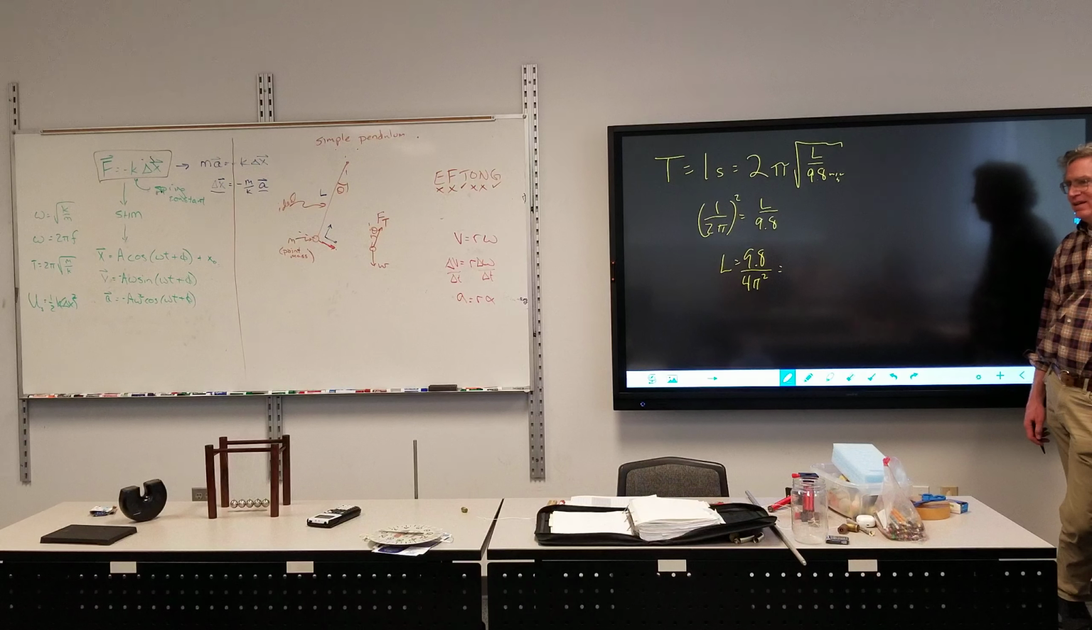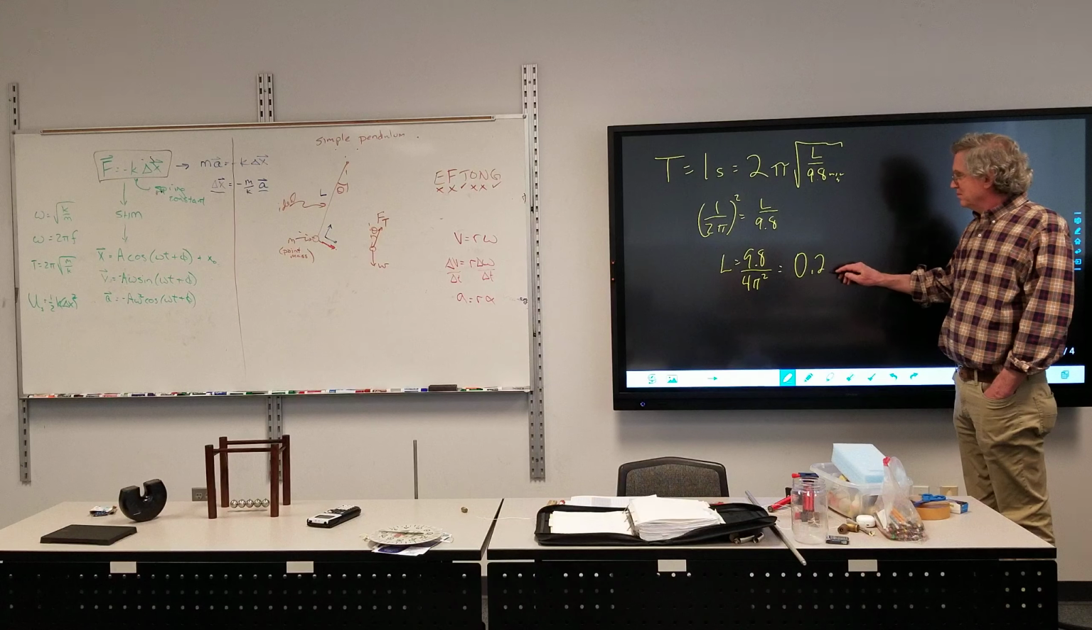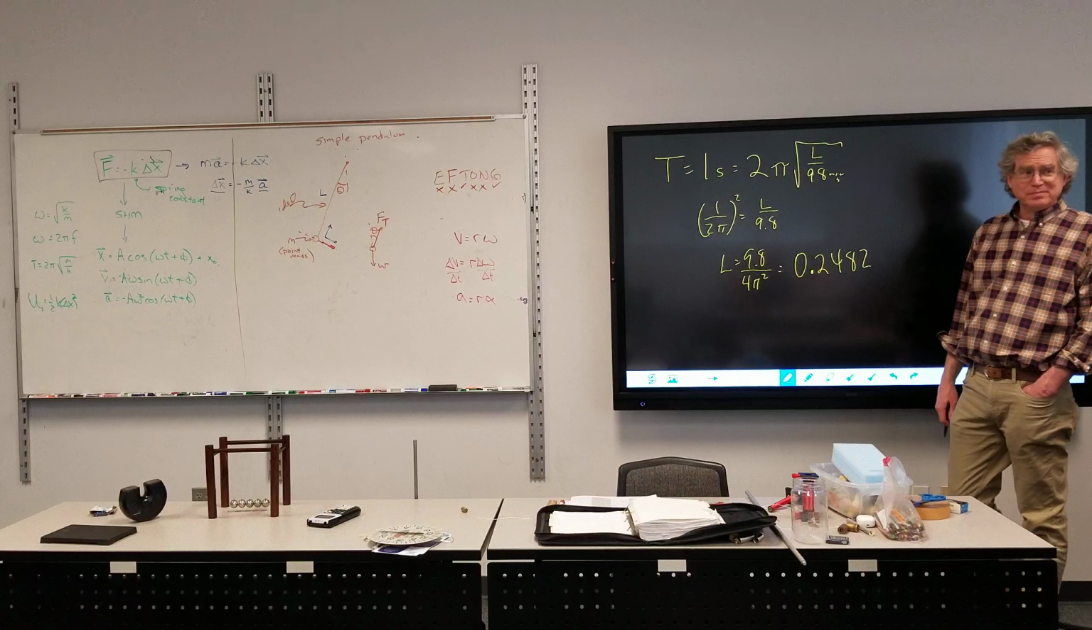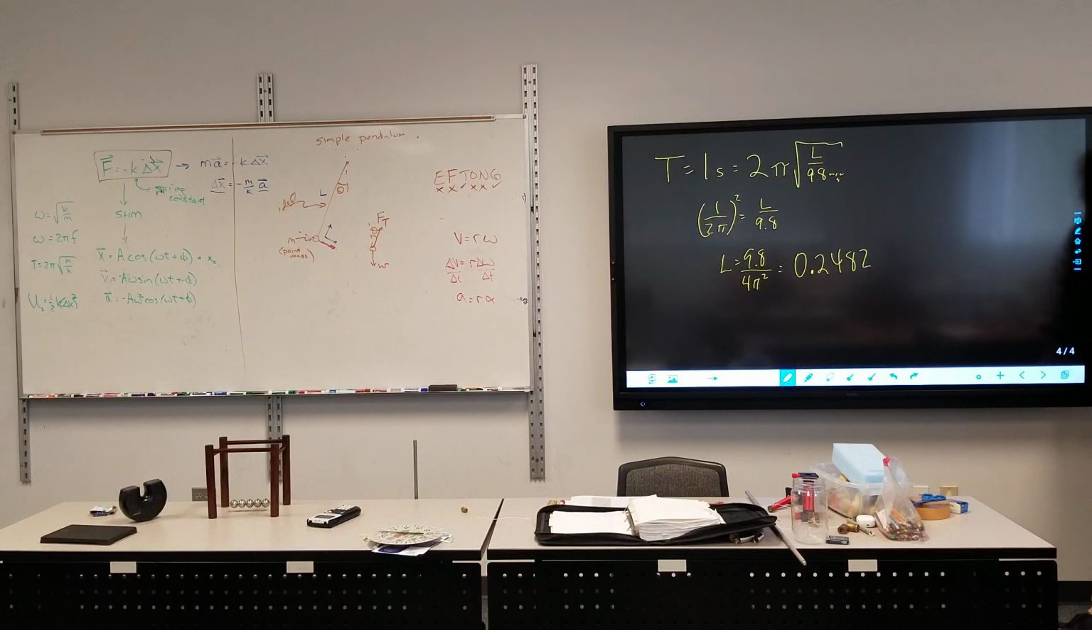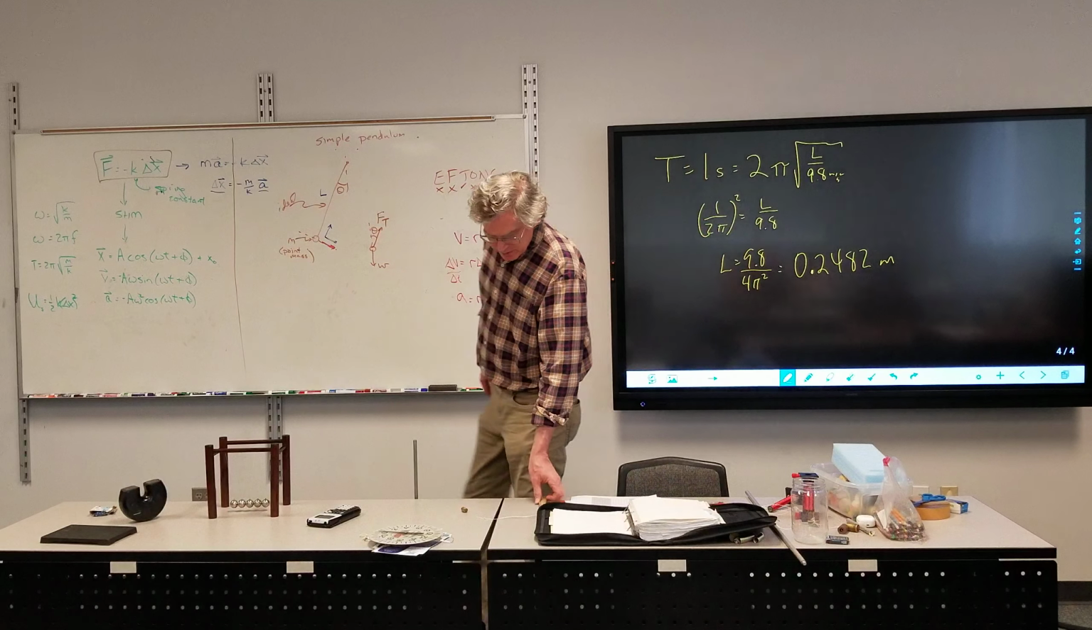These being radians, right? No, they're, oh right, we're just 0.2482. Units? Meters per second squared? Or no, meters. Yeah, meters. It's a length. All right, so about 25 centimeters.